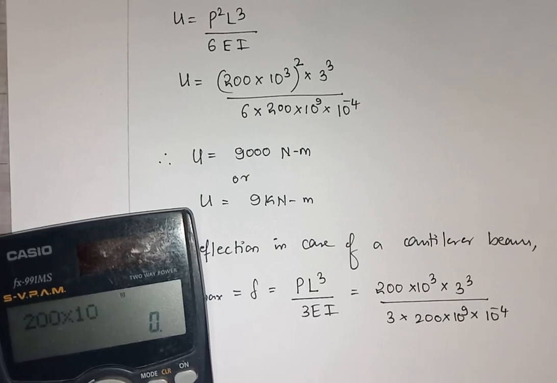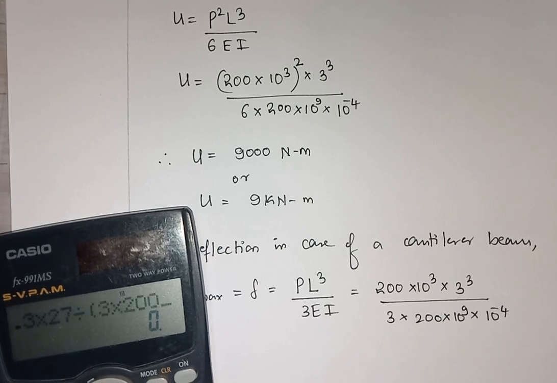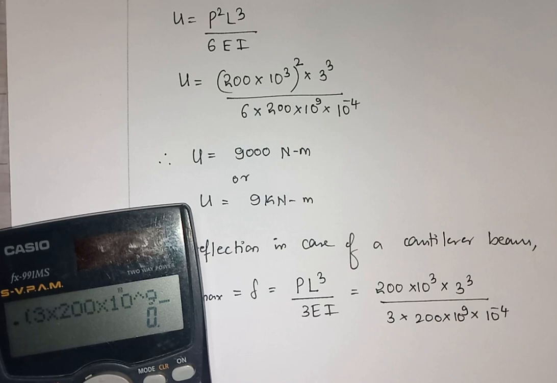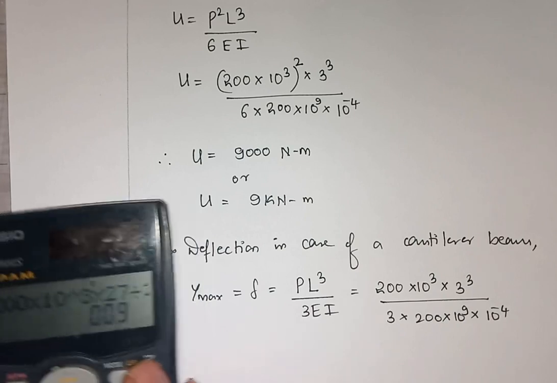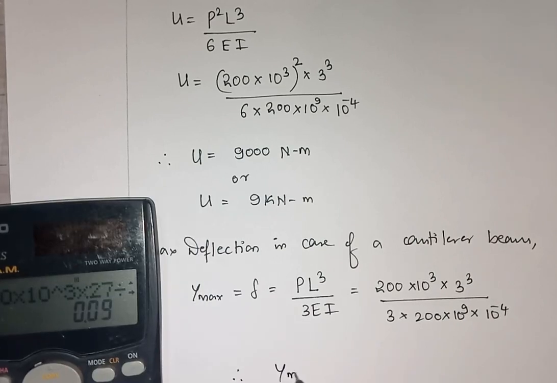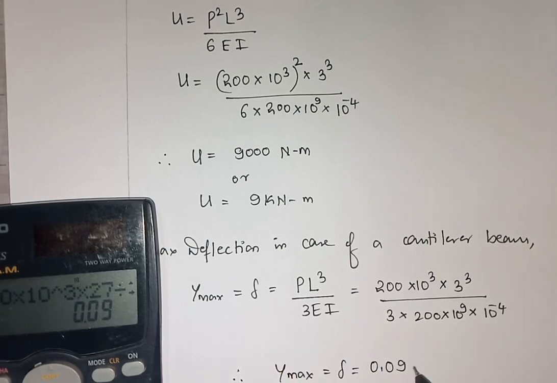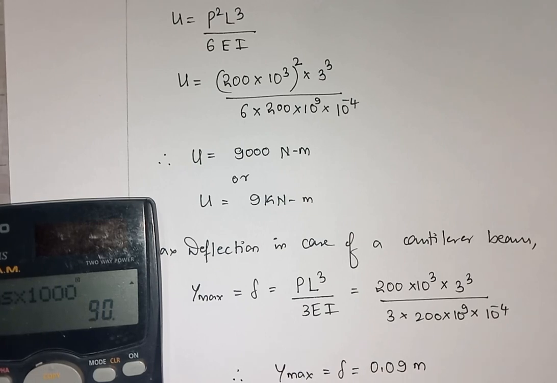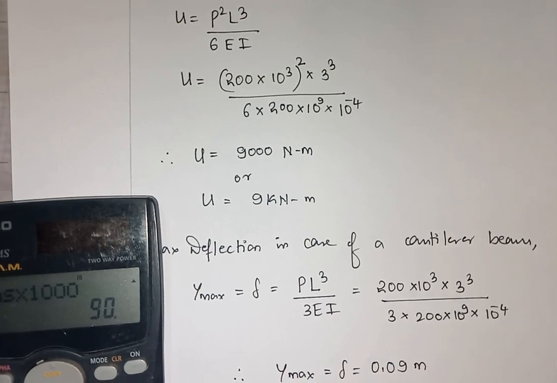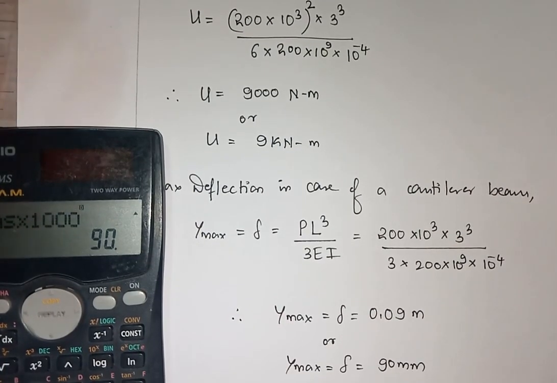200 into 10 raised to 3 into 27 divided by 3 into 200 into 10 raised to 9 into 10 raised to minus 4. So it is 0.09. So therefore y max is equal to delta is equal to 0.09, and it is in meters. So how you convert it into mm? You multiply it by 1000. So y max is equal to delta is equal to 90 mm. Right, so that is your answer for maximum deflection.